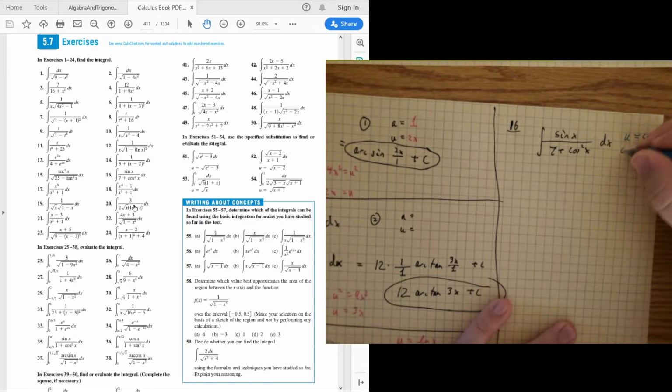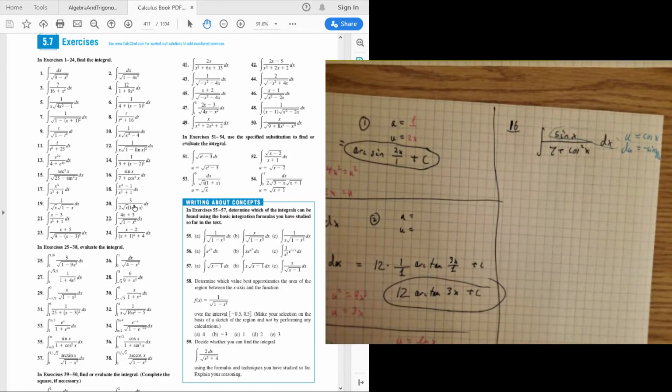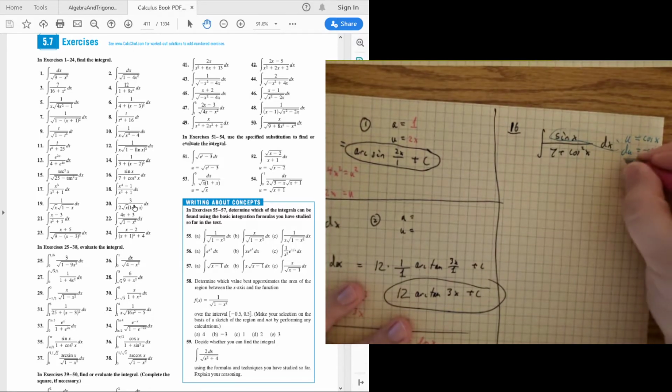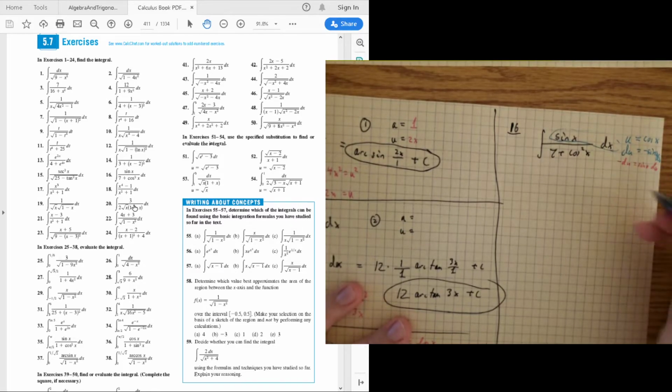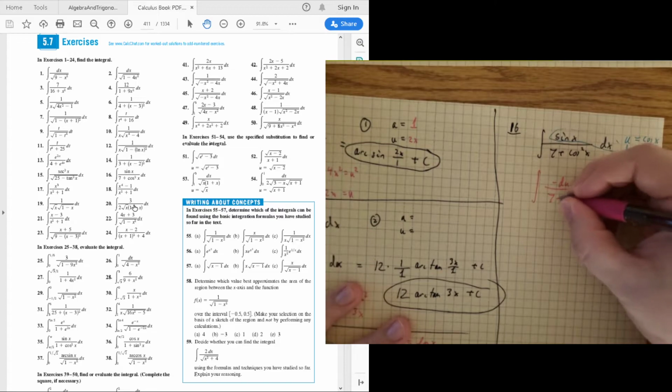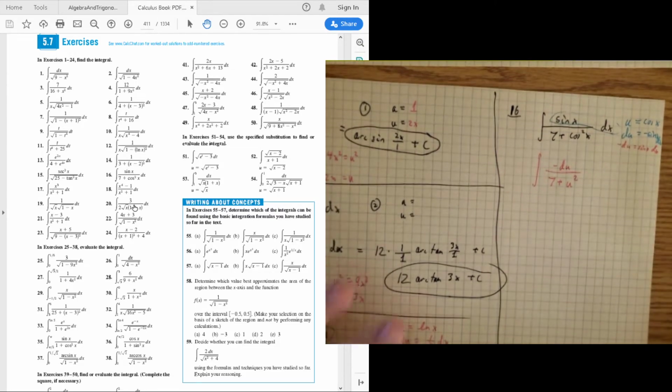The reason being is I know my du is equal to negative sine of x dx, and I have sine of x dx in the problem. So I pick a u, remember, that has that piece, the du, in the problem. The only difference is there's a negative, so I'm going to make this negative du equals sine x dx. And now I can do a direct substitution. This becomes the integral of negative du over 7 plus u squared.